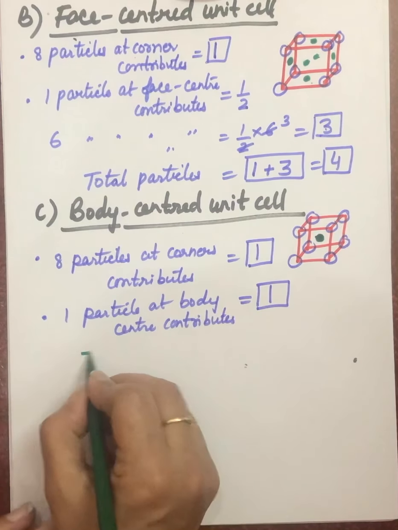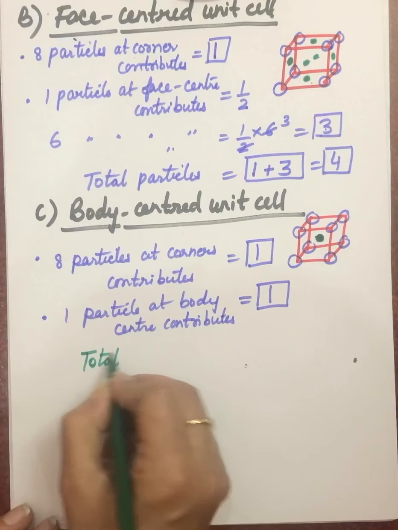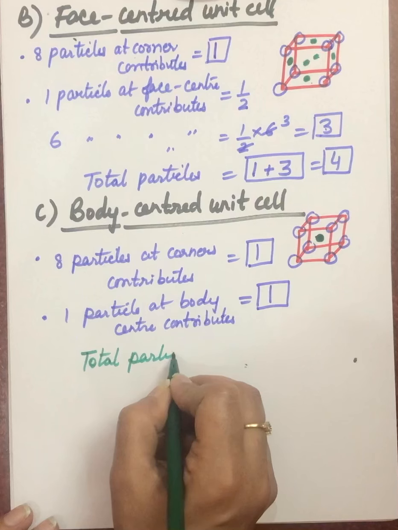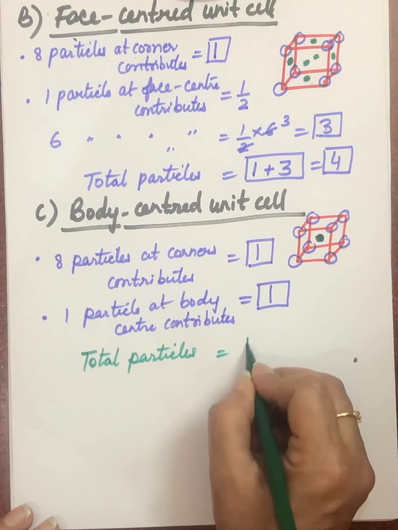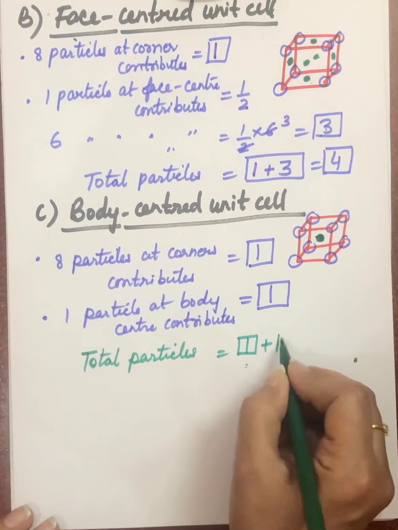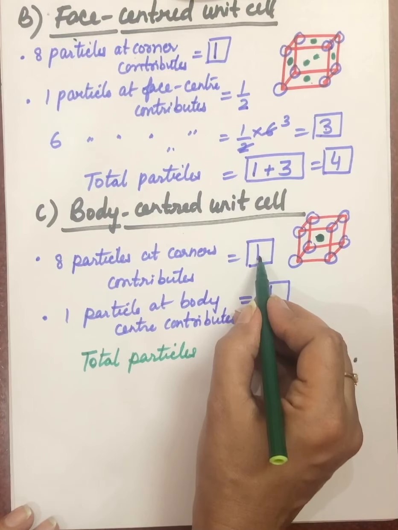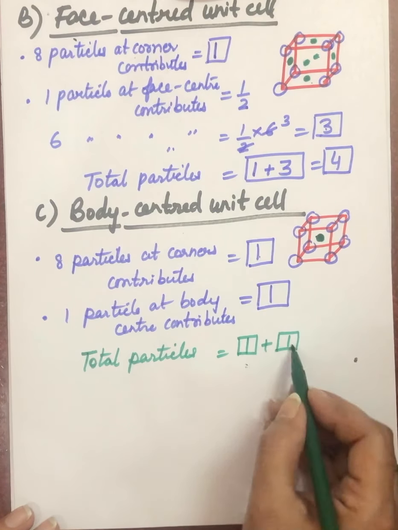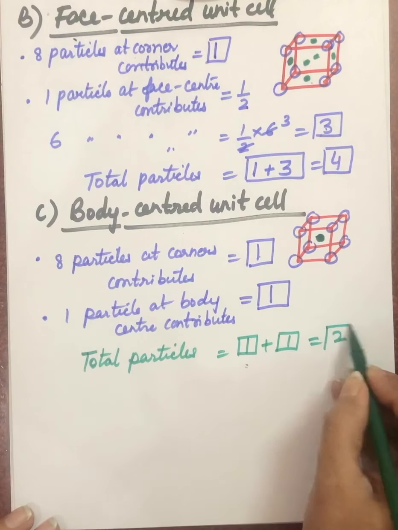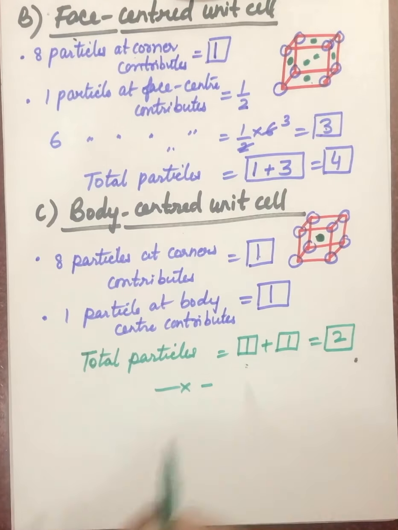So how many total particles are in this unit cell? Total particles in a body centered unit cell are 1 because of the corner ones, 1 because of the body center. So there are actually 2 particles in a body centered unit cell. This is how we calculate the number of particles in a simple cubic unit cell, face centered cubic unit cell and body centered cubic unit cell.